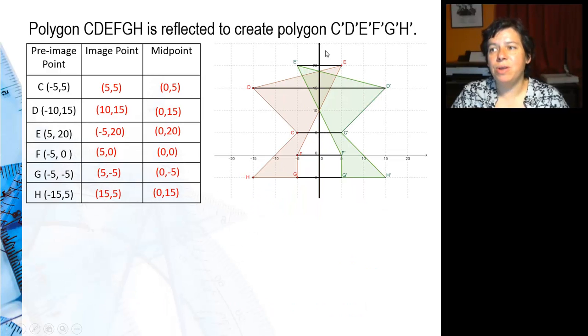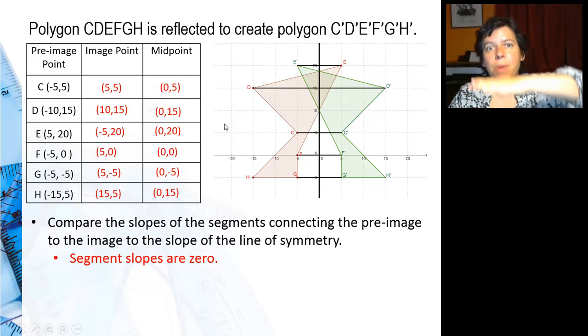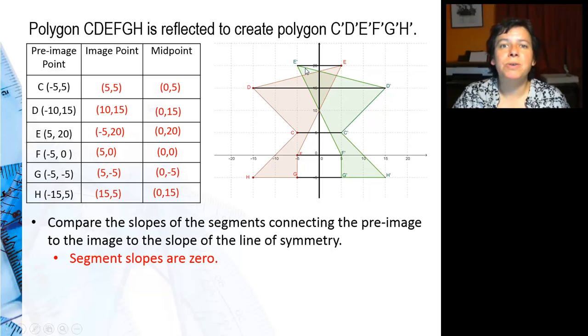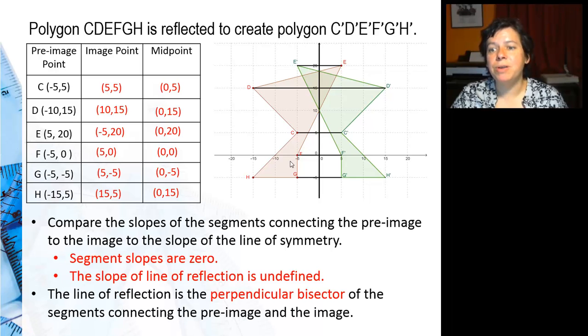So the other thing I wanted to look at is I connected these points with their segments, and I want to compare the slopes of these segments to the line of reflection. Well, the slopes of these segments are 0 because they're completely horizontal. They go up 0 and over who knows how many. Here up from E to E prime, up 0 over 2, which is still 0. The line of reflection is vertical, so the slope is undefined. That means the segments are perpendicular, and we can say the line of reflection is the perpendicular bisector of the segments connecting the image and the pre-image.